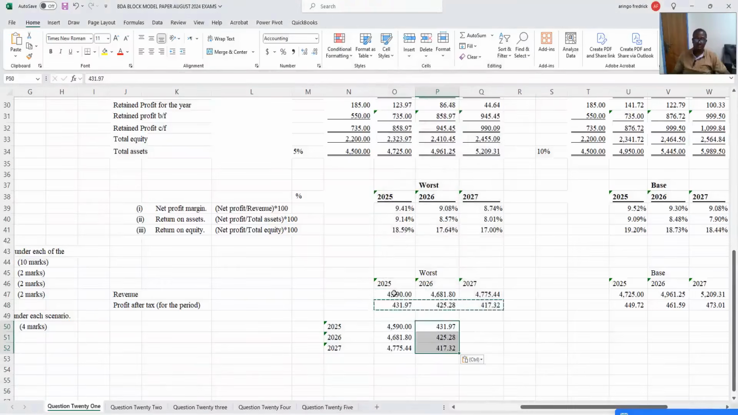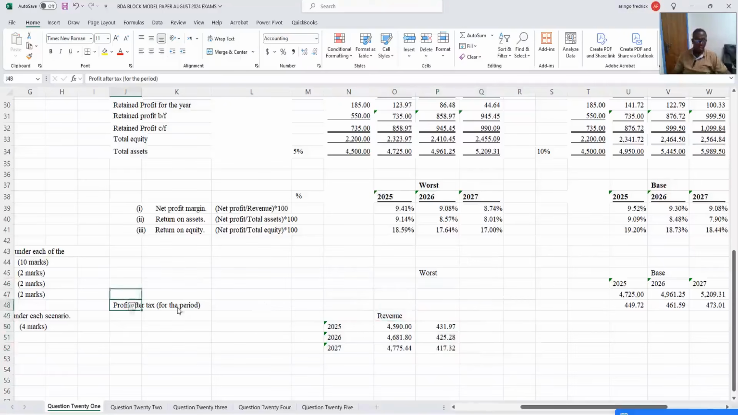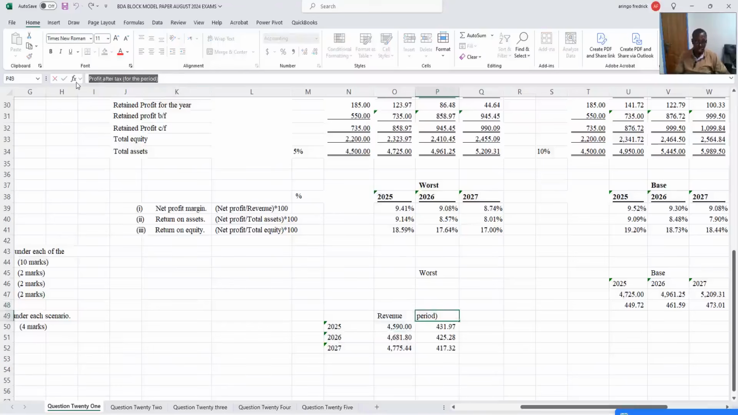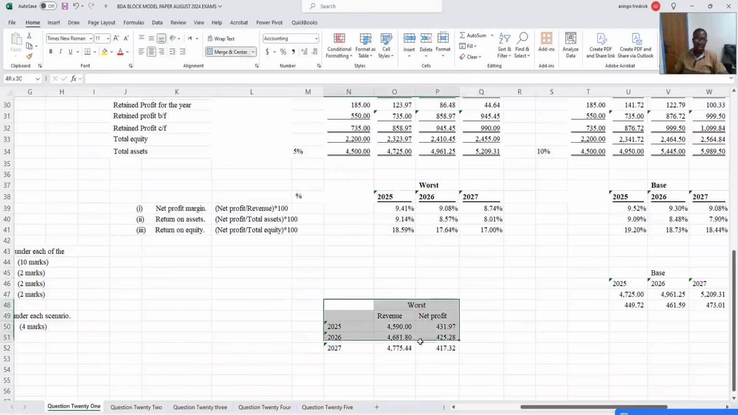So getting rid of this. This is our revenue, and this is our profit after tax, or simply our net profit. So we can just have it as a net profit. Okay. So this is a worst case scenario. I just have it at that point. Then maybe I can merge center so that I have my data there.